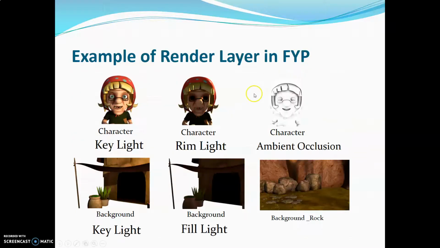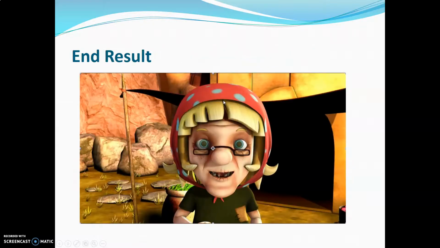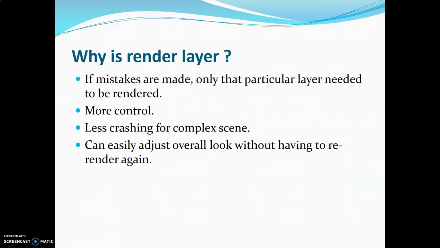So let's say you make a mistake on this character, it's missing his eyeball. You don't have to render the whole entire scene, because you actually separate the character and the background. So you only need to render the character layer only. That will save a lot of time when it comes to rendering. And you also have more control, right?